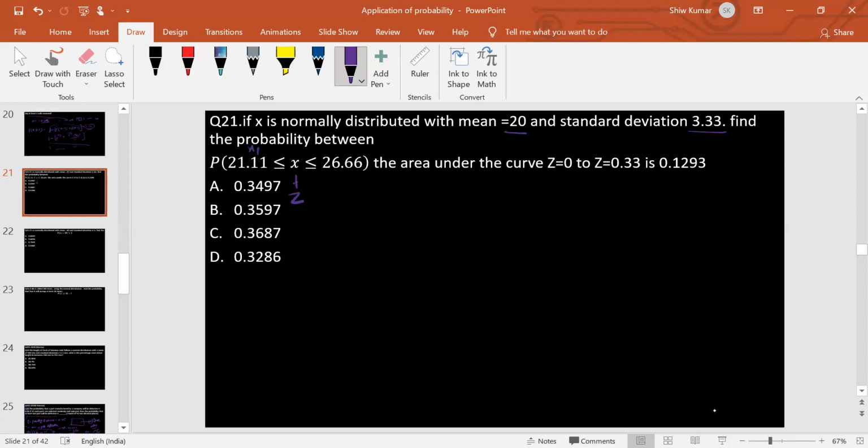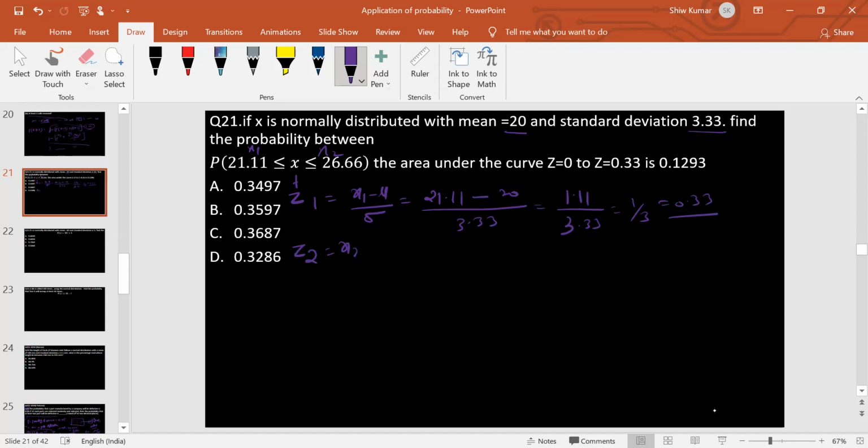So assume this as x1 and this as x2. First of all find Z1. It's x1 minus mu by sigma. The x1 is 21.11, minus mu which is 20, and sigma is 3.33. If you simplify, you will get 1.11 divided by 3.33, which is 1 by 3, meaning 0.33. So this is the value of Z1. Now Z2 will be x2 minus mu by sigma. So it's 26.66 minus 20 divided by 3.33, and 6.66 divided by 3.33 means 2.